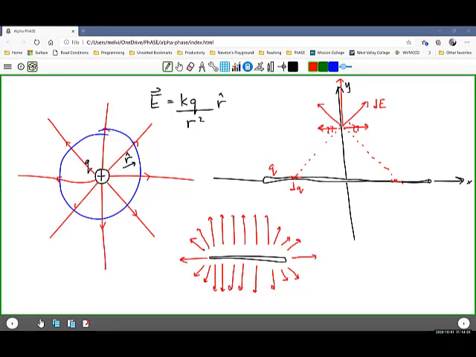Okay, so back to the electric field. Now you see what I've drawn here, and actually let me do some things with this.